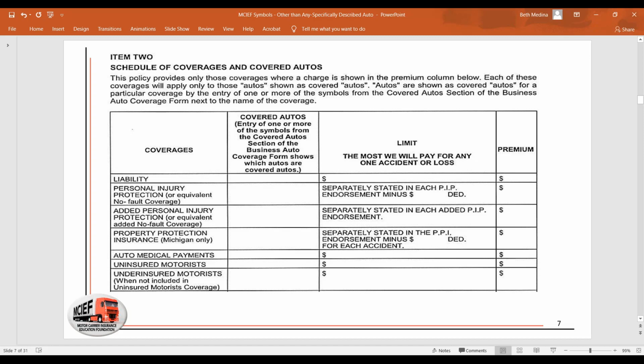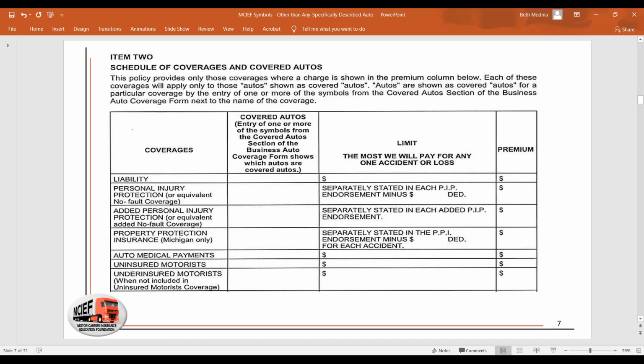The one that we're going to focus on is obviously the liability, which is the very first line. You have personal injury protection, PIP. You have added PIP. You have concerns in Michigan with special ones, auto med pay, uninsured motorists, underinsured motorists. Those are things that have to do with liability other than that property damage part of it. But that's a part of the uninsured coverage in here. But the one that we deal with is the liability.